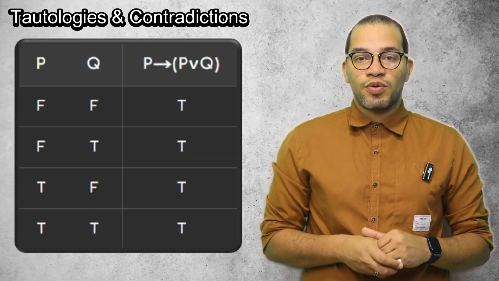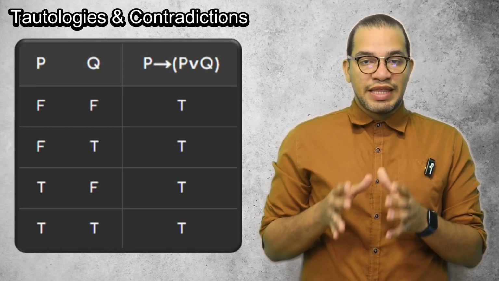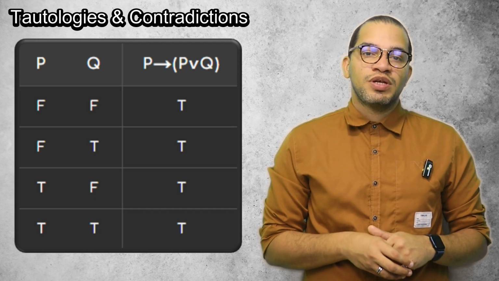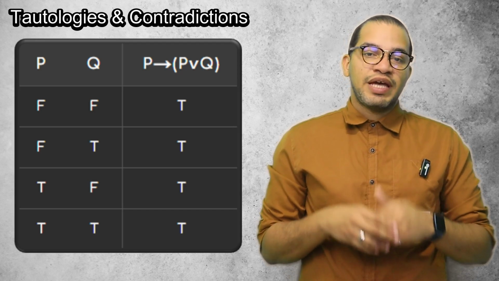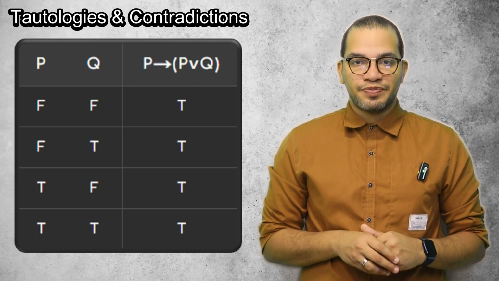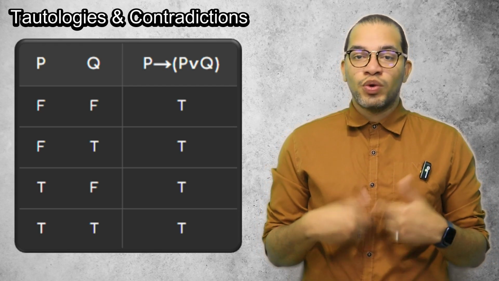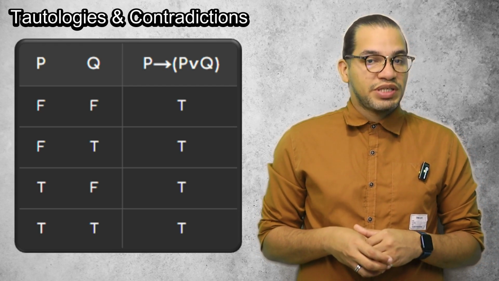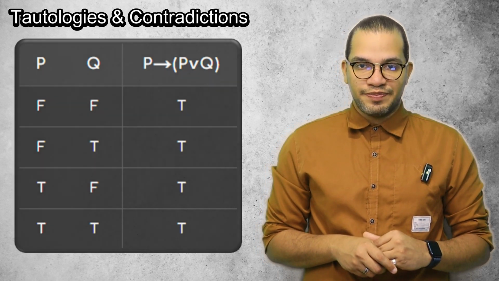For instance, if we consider the truth table of the following propositional formula, P then P or Q, we notice that the truth table of this propositional formula is always true. When this happens, we say that the proposition represents a tautology.